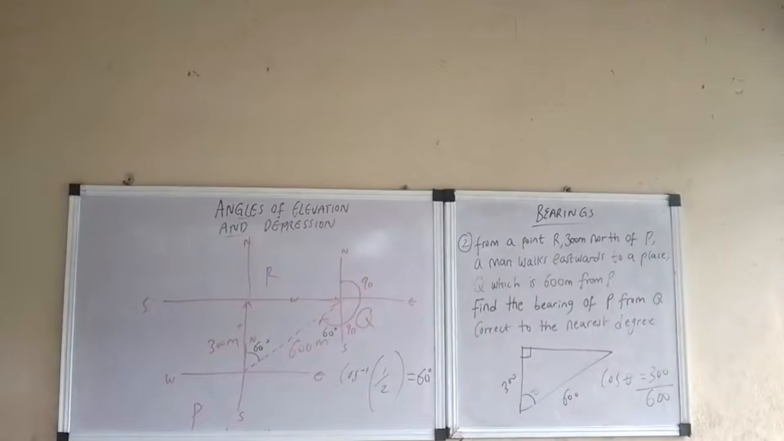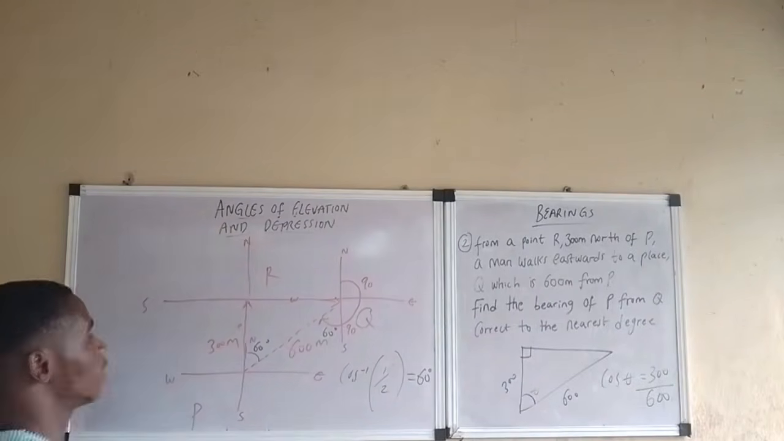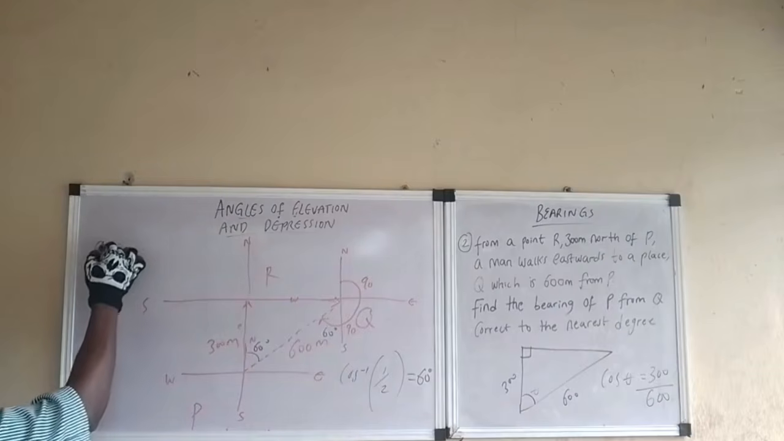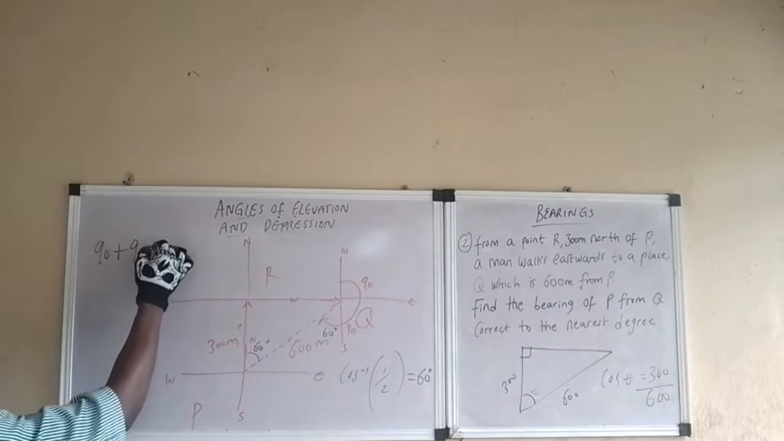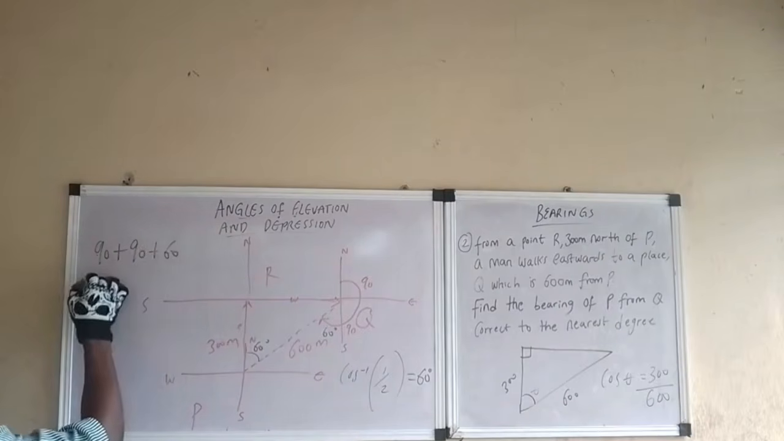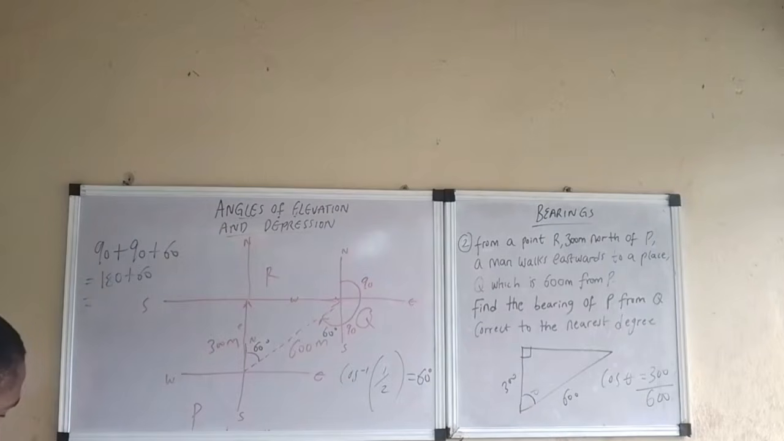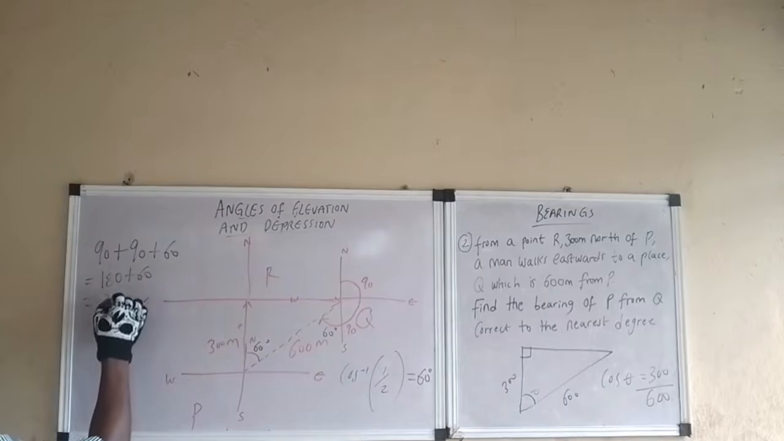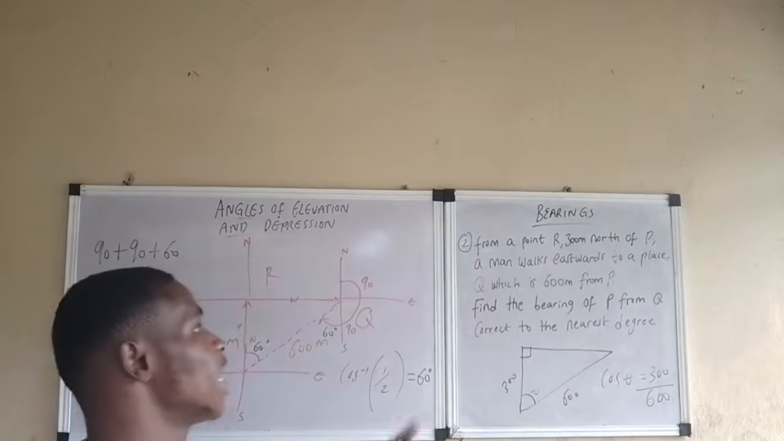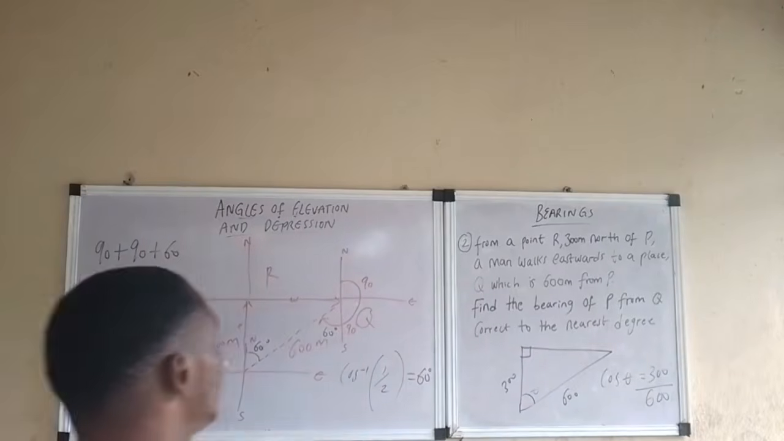So the bearing of P from Q is the sum of all these angles that we have here. That is angle 90 plus another angle 90 plus angle 60. And that's going to give us what? 180 plus 60, and that is 240 degrees. Do you understand? So the bearing of P from Q is 240 degrees.